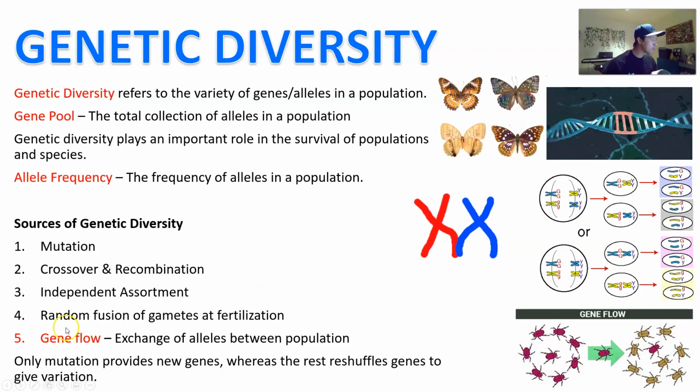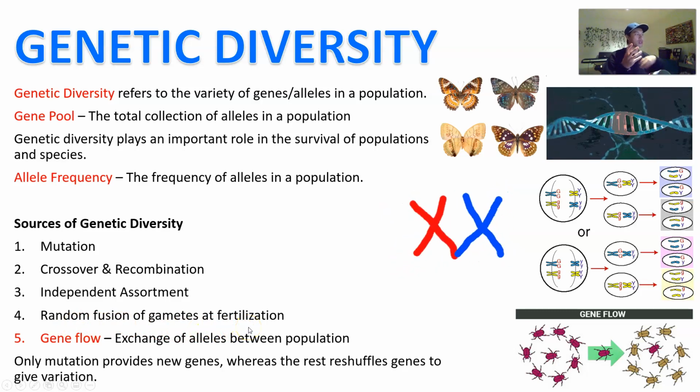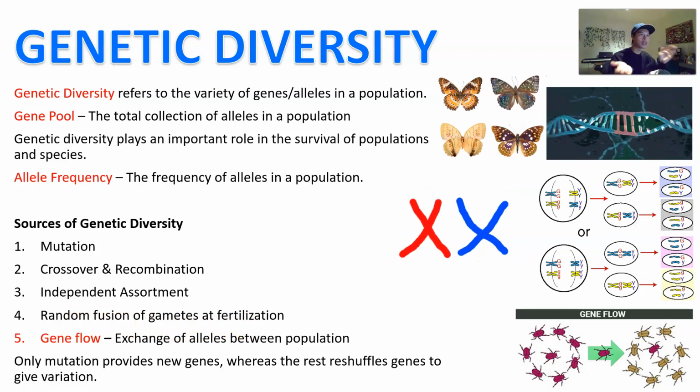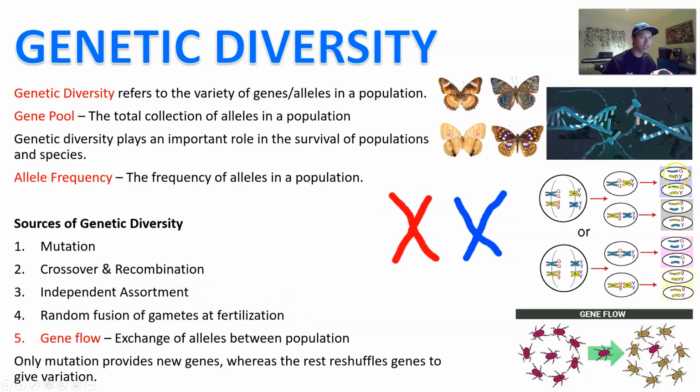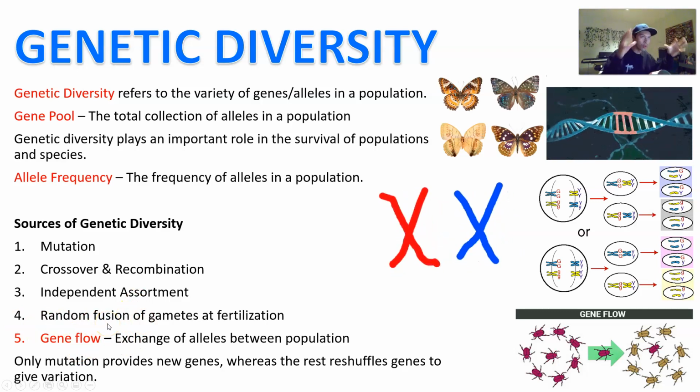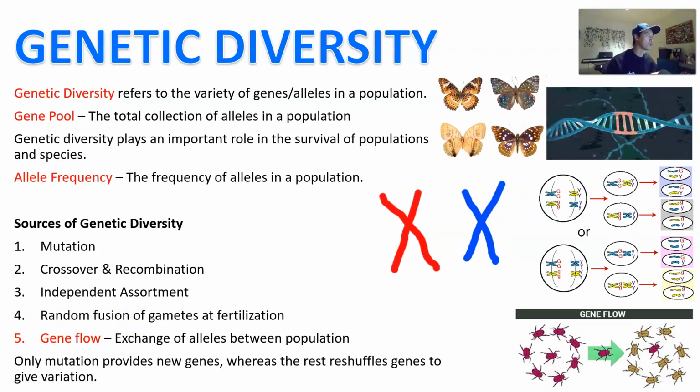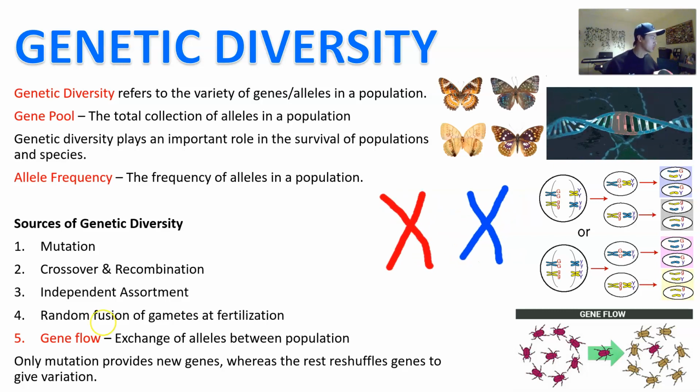We also have the random fusion of gametes at fertilization. By the very fact that some sperm will connect with some eggs and not others gives you a slight variation. That's what makes you different from your siblings. So, one of these gametes and then one of these gametes instead. As a result of that random fusion of all the possibilities, you get more diversity present in that population. And the last method is what we call gene flow.